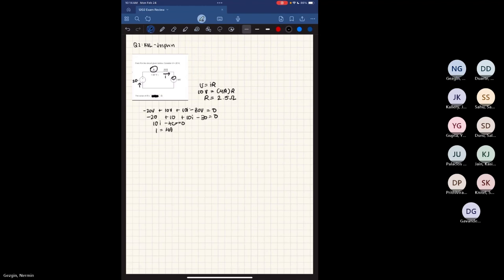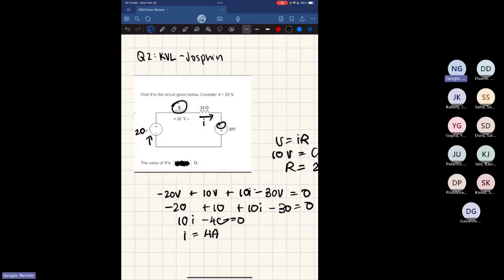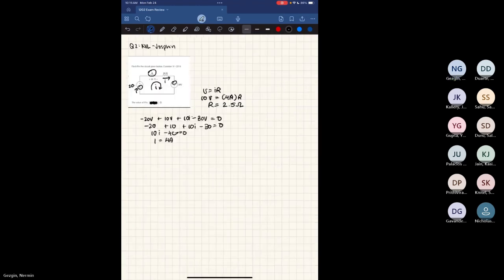Okay. I believe someone asked why is it minus 20 volts. That just depends on where you start, like you can choose your current direction. Here I'm choosing I as clockwise. So when you go clockwise, you see that we are starting from the negative. So it will be negative 20 volts. Yeah. So if you made I going the other way, that's totally fine. You would just need to switch the signs.